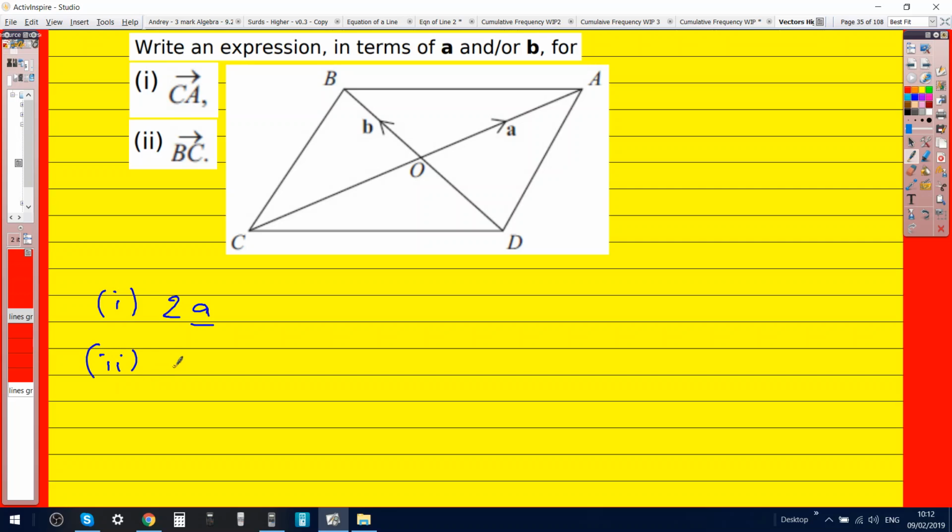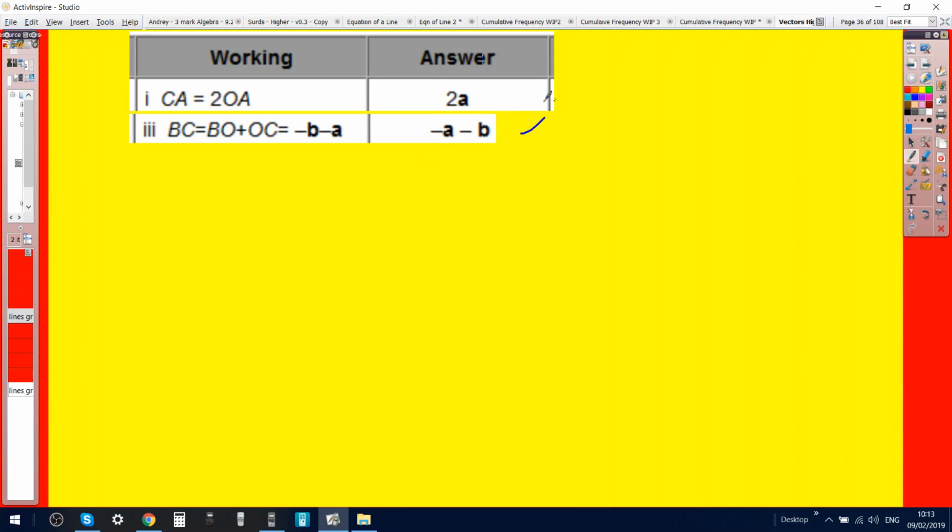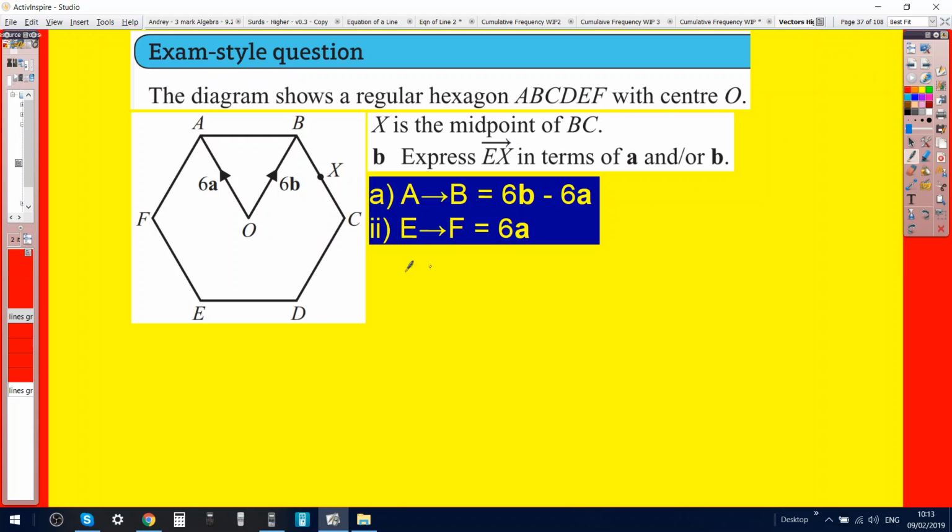And BC, would that be plus B? No. Oh, minus B minus A. Well done. Yeah, so this one here is A plus A, and so when you go against it, it's minus A. Okay, so these are your previous answers written as best I can. Do part B.